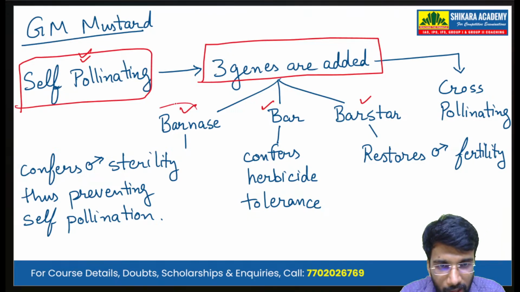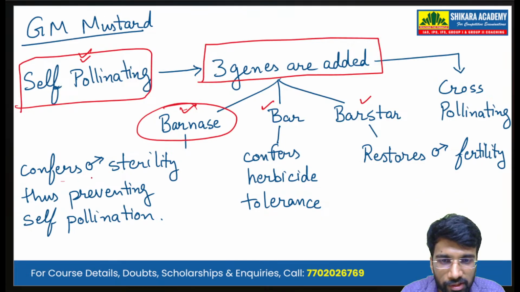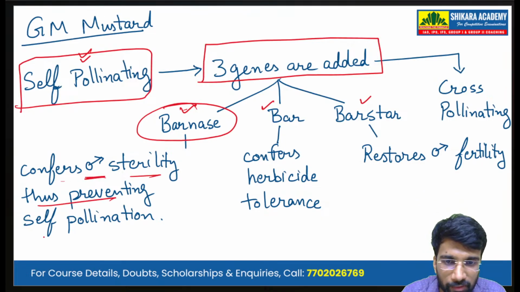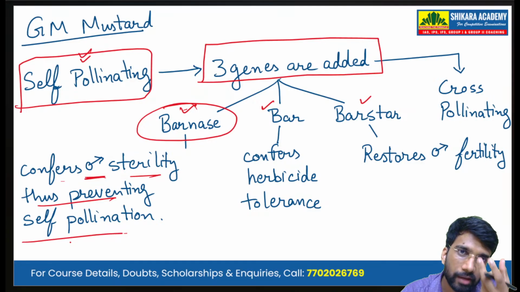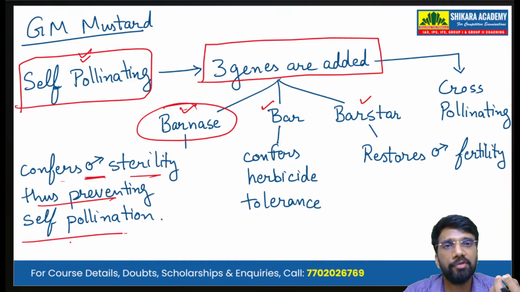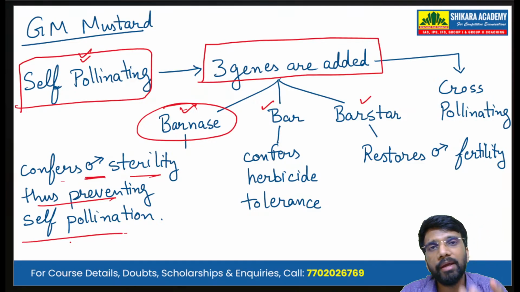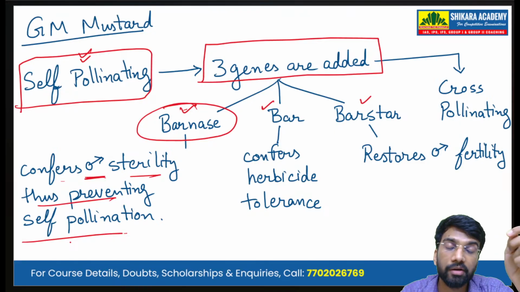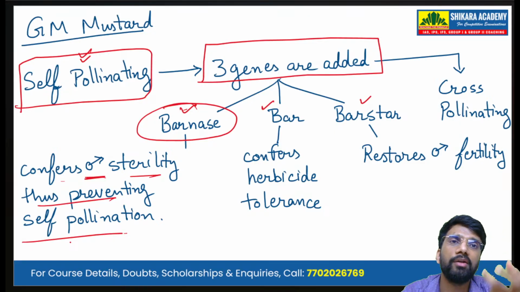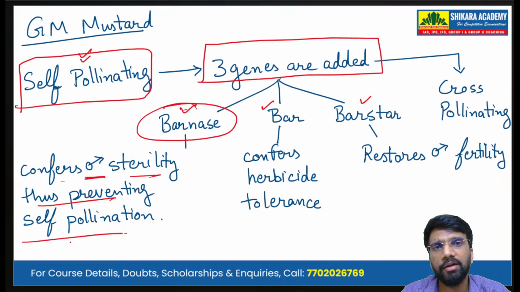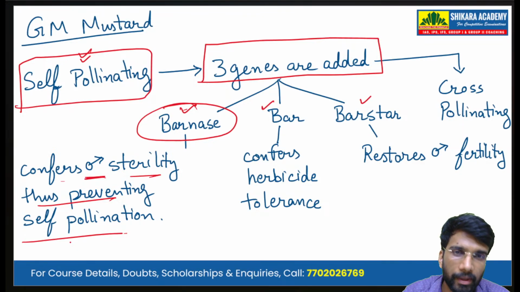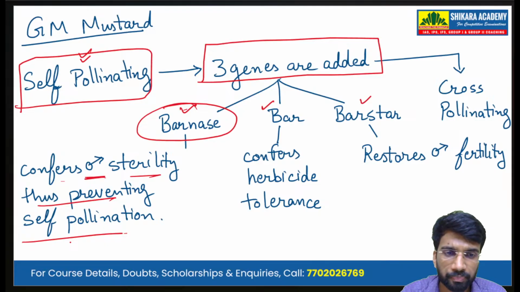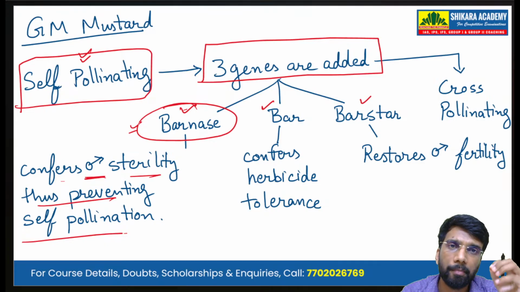So what this Barnase gene does, it confers male sterility, thus preventing self-pollination. In the same flower, we have both the male parts and the female parts, but it is making the male part sterile. So that particular flower will now effectively behave as a female flower. Now, if it is behaving as a female flower, we can cross it with any desired male variety. So this is the function of the Barnase.